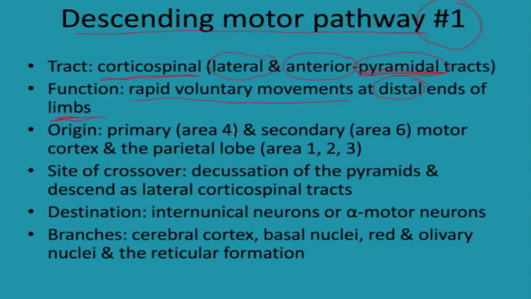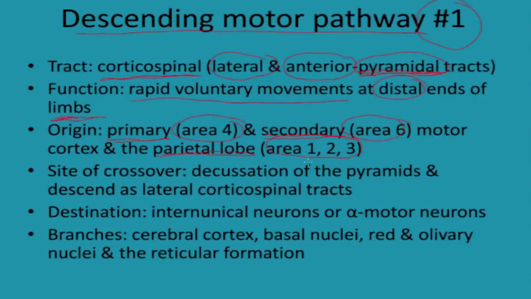This tract originates in the homunculus of the motor area of the cerebral cortex. There are primary and secondary areas. The primary area is Brodmann area number 4, and the secondary area is number 6. Also, fibers can originate from the parietal lobe, Brodmann areas 1, 2, and 3. The next step in the pathway is the corona radiata, then the posterior limb of the internal capsule.